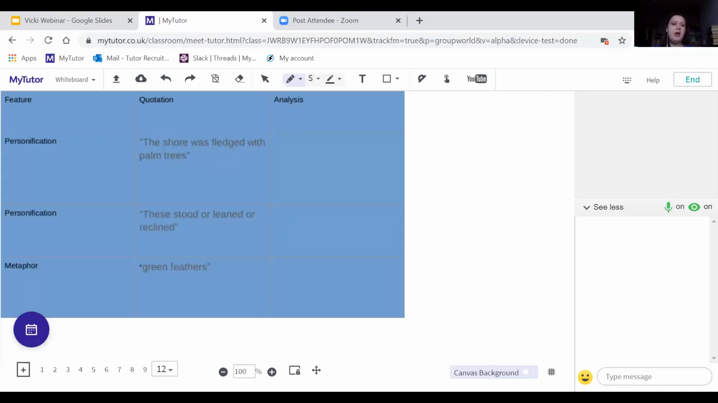Yes, we do. Okay, so personification then, the shore was fledged with palm trees. So what does that make you think of? What is going on in your head in terms of imagery and imagination? Yeah, absolutely. So this idea that there's a jungle, brilliant, exotic, lovely, yeah. An island densely packed with greenery, lush habitation. Yeah, these are all lovely ideas, guys. I'm very impressed. Well done.